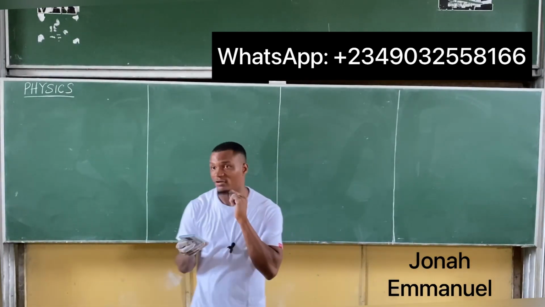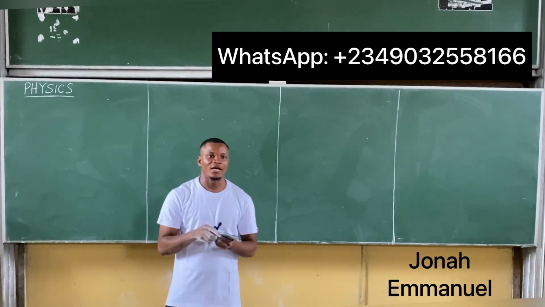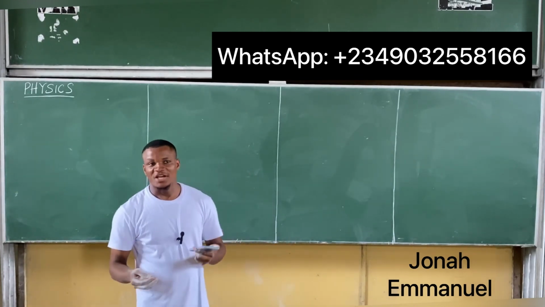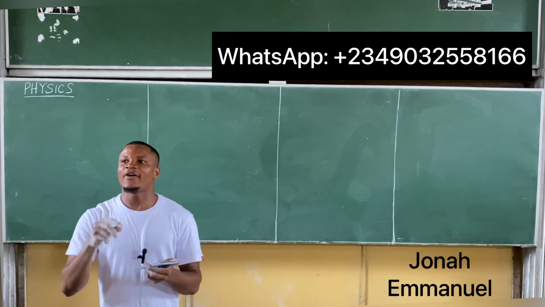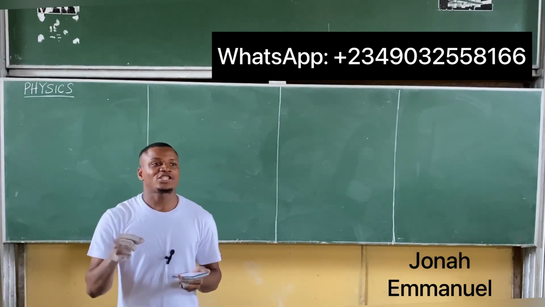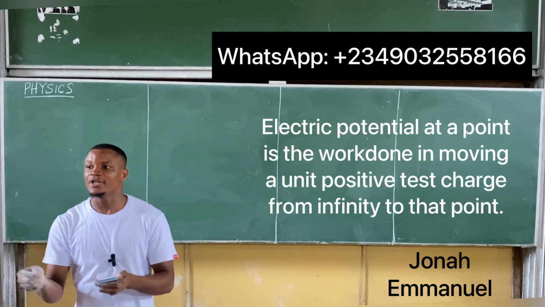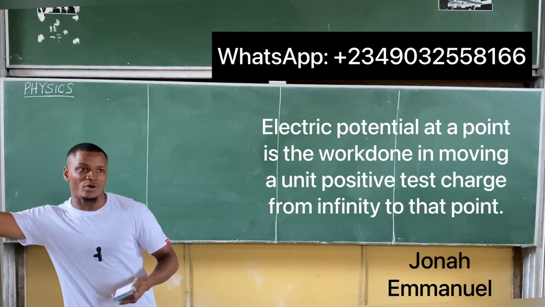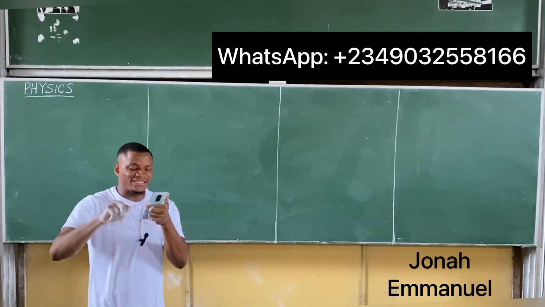Question 1A from 2022 says, what is electric potential? So what's that? It is what there? The work done in moving what there? Now hold on. When you're defining that, remember to put at a point. Electric potential at a point is simply what there? The work done in moving a unit positive test charge from what there? Infinity to what there? That point. That's your definition.